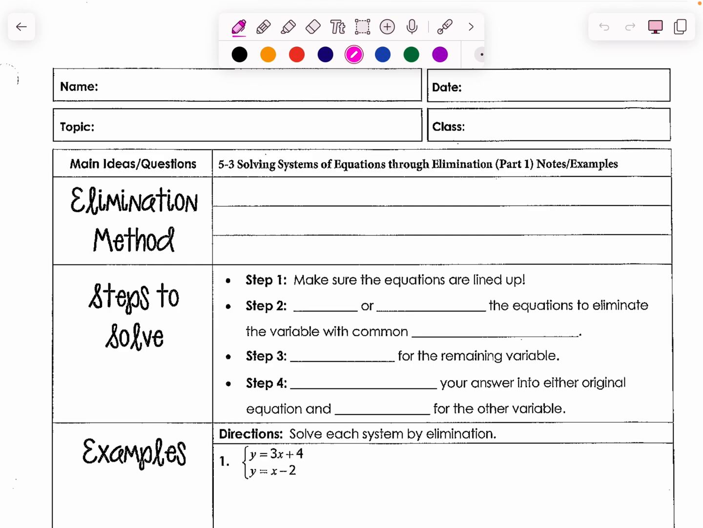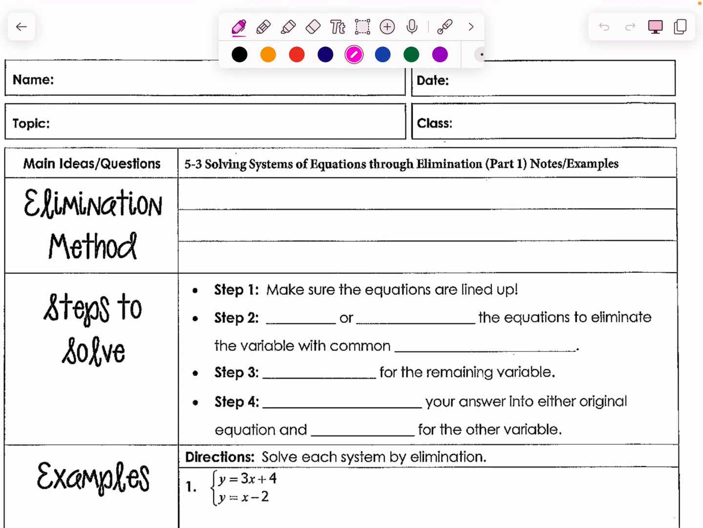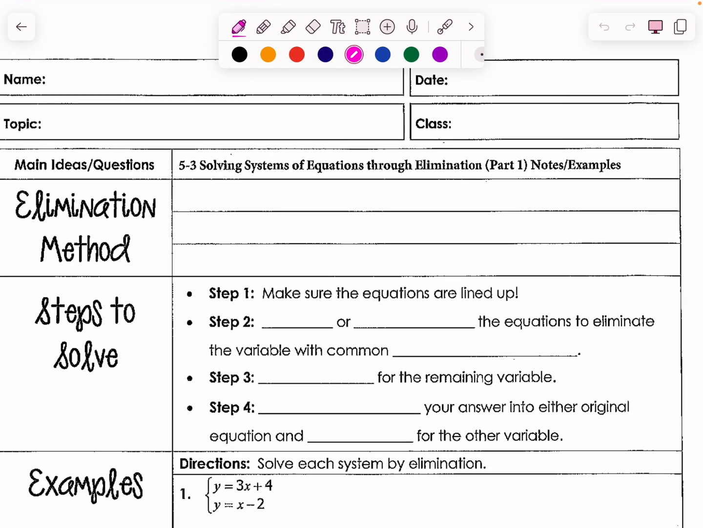Our first step here, and this is going to be really important, is that your equations need to line up exactly. If you're doing y equals mx plus b, both equations need to be y equals mx plus b, and they need to be stacked on top of each other. If you're doing standard form, same thing. Okay, so make sure the equations are lined up.